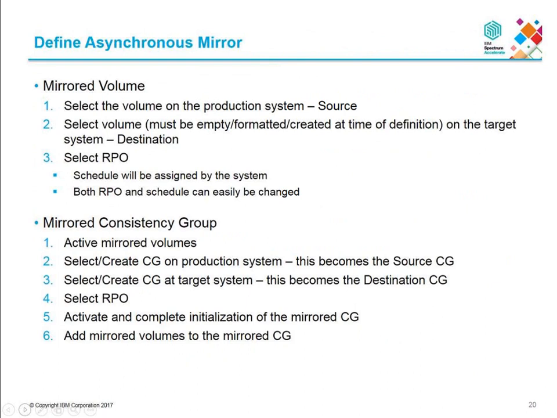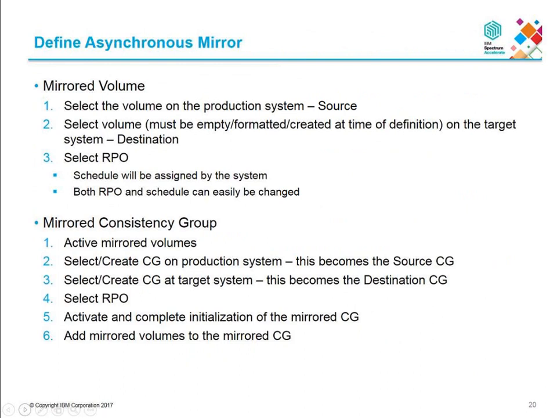We have two concepts here, right? I have an interval and I have an RPO. And the desire is to have at least two intervals within an RPO. So if my RPO is a minute, I would want my interval to be 20 seconds. That would give me two or more intervals inside an RPO.